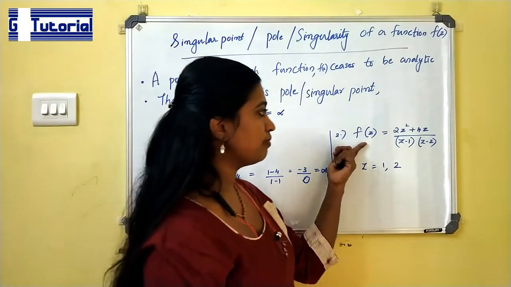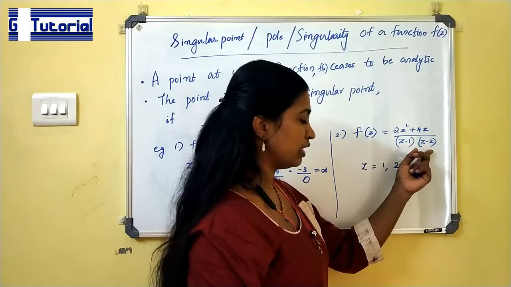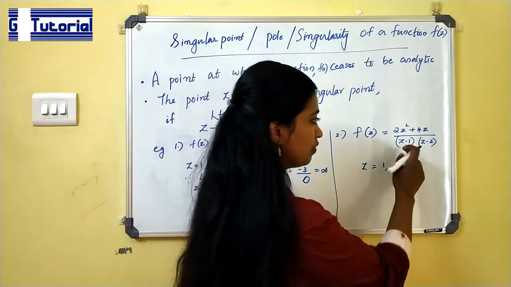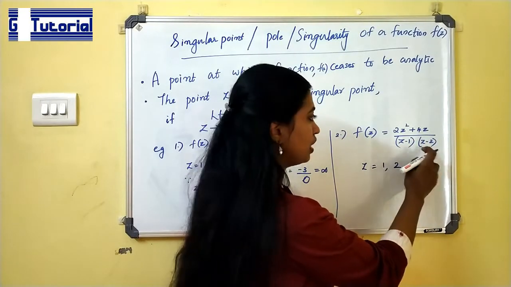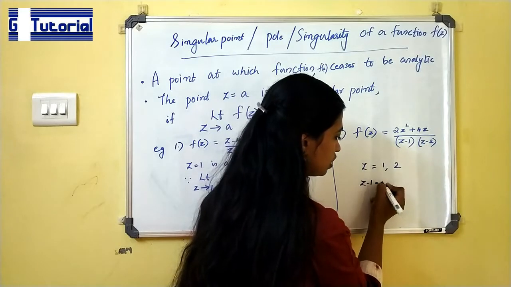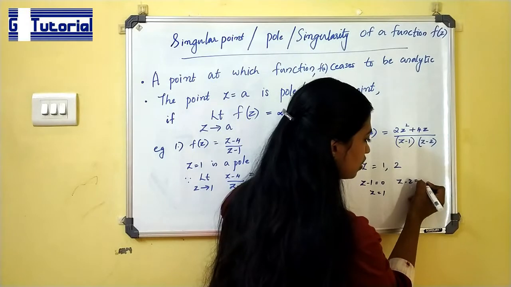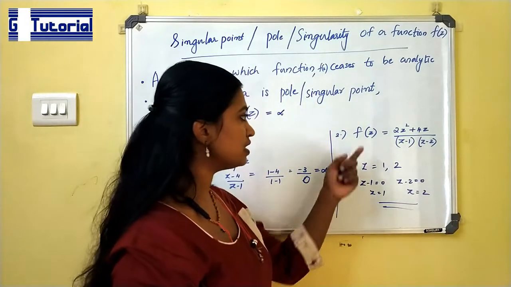And in this example, 2z square plus 4z, z minus 1 divided by z minus 1 into z minus 2, the poles are 1 and 2. That is, we obtain the denominator as 0 when z minus 1 becomes 0 and z minus 2 becomes 0. z minus 1 is equal to 0, so z is equal to 1 is a pole, and when z minus 2 is equal to 0, z is equal to 2 is the other pole. So 1 and 2 are the two poles of this function.